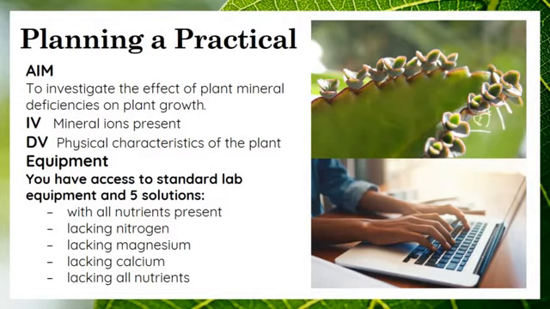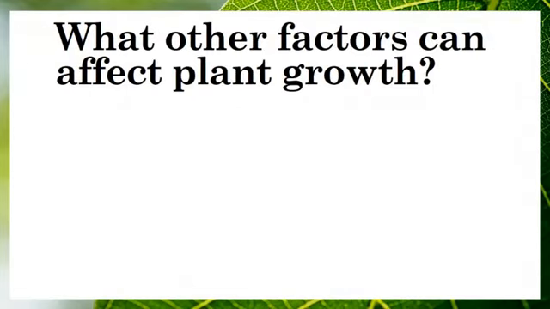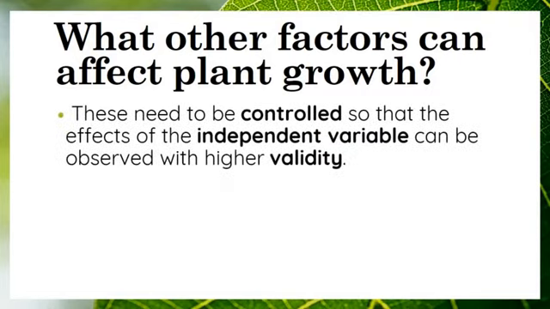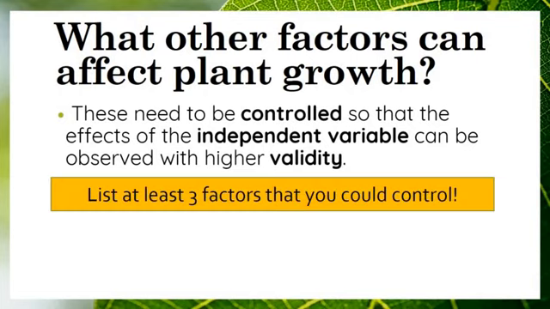So we want to be able to see the effect of just this condition on plant growth, and we're going to be using these Mexican hat plants. So let's think for a moment of what other factors can affect plant growth. Because if we only want to see the effect of these solutions, we need to control everything else so that we have more validity. Take a moment thinking about plants and how they grow and think of 3 things that will change that.